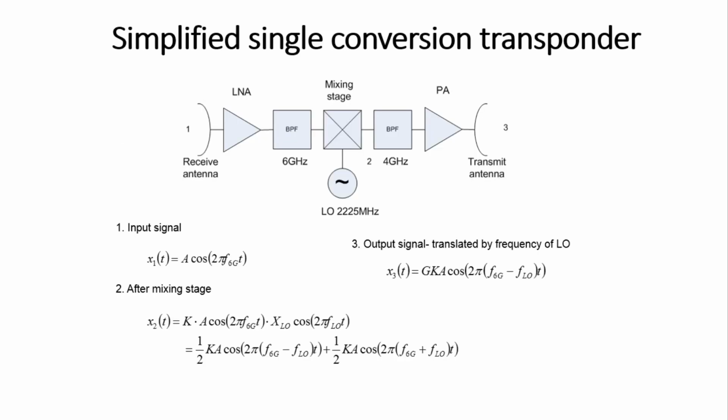Simplified signal conversion transponder. Here the receiving antenna receives the signal, passing it through the LNA and a band pass filter. Mixing of the signal is done. After that it is again given to a band pass filter. After that comes the power amplifier and transmitting antenna, and the signal is transmitted. And these are the equations which are used to do the calculations for the received signal in the mixing stage.